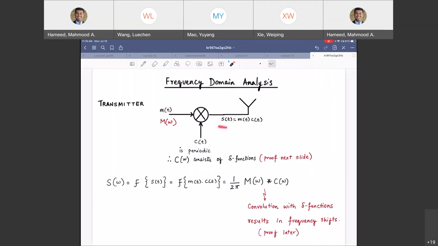So let's see, the transmitted signal is being called s of t. In frequency domain, I'm calling it capital S of omega. Capital S of omega is the Fourier transform of small s of t. Small s of t is m of t multiplied by c of t. If you're multiplying in time domain, you're doing a convolution in frequency with an additional factor of 1 over 2 pi. This was our time multiplication property of Fourier transforms that we looked at in the previous lecture. Convolution with impulse functions, we will see in the next slide, results in frequency shifts.